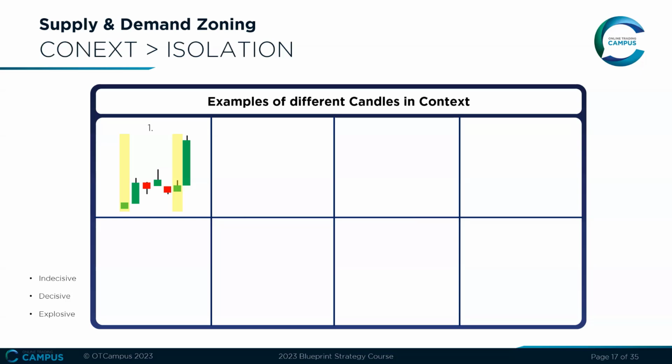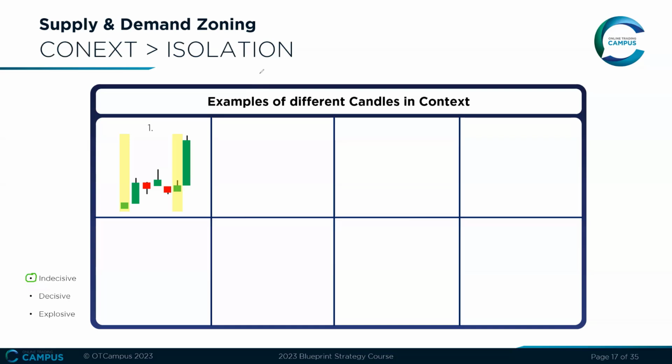Hence, you have an additional visual rule on top of the scientific rule, which is, remember, for the indecisive candle, the open and close need to be close by, and for the decisive and explosive candle, the close versus open should be very far apart from one another. In this first example, if you look at the context rather than isolating those two candles highlighted in yellow, would you say those are indecisive candles? Would you say those are decisive candles, or explosive, or both?